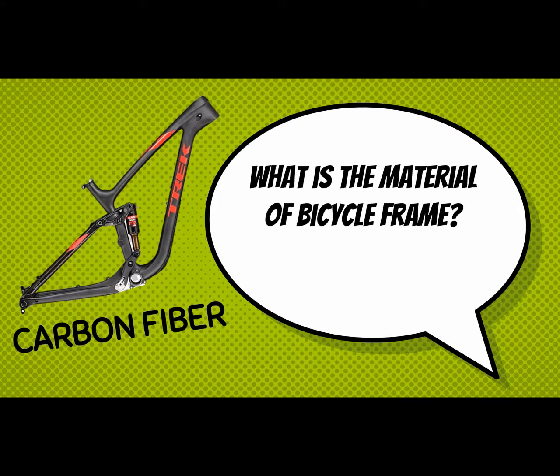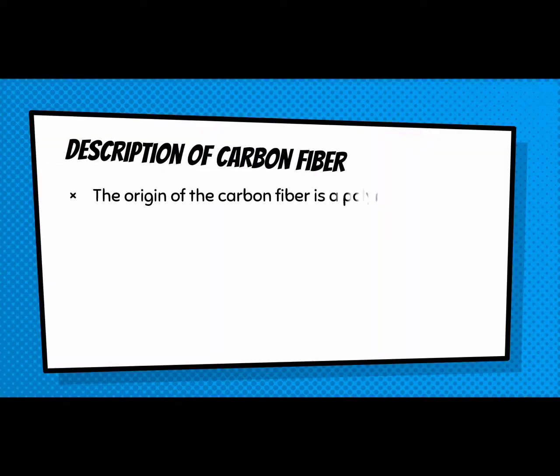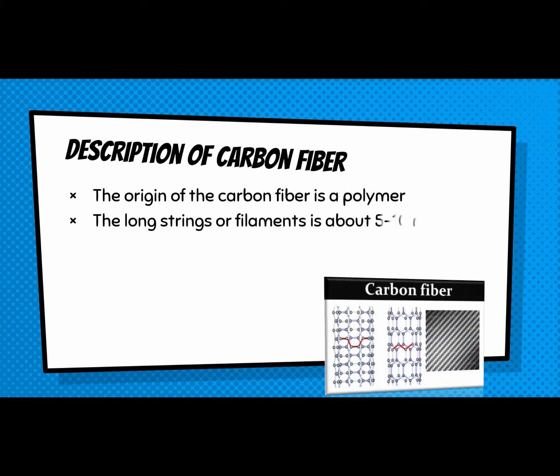Before getting in depth about how a frame comes to be, we should start with an explanation of the raw material. The origin of the carbon fiber is a polymer which is processed through various heating steps into long strings of carbon atoms. These long strings of filaments are about 5 to 10 microns in diameter each, which is 10 to 20 times smaller than the average human hair.